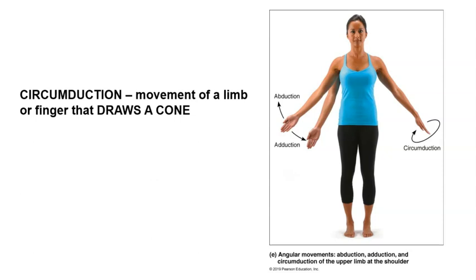Circumduction is the movement of a limb, either the upper limb or the lower limb, in a circular manner. In this instance, the hip or the shoulder end of that particular limb will remain relatively fixed. Meanwhile, the foot or the hand will describe the circle in the space that it moves. And the resulting motion of the entire limb will approximate or draw a cone in the space in which that limb is moving.